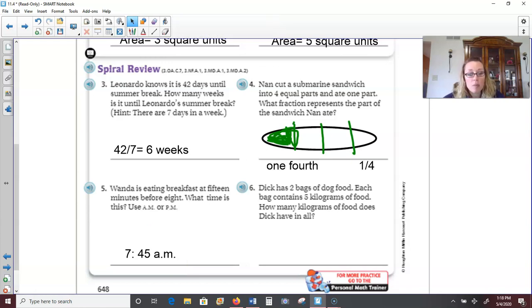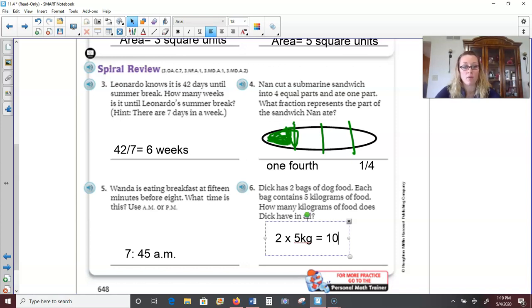Very good. All right, and number 6, Dick has 2 bags of dog food. Each bag contains 5 kilograms of food. How many kilograms of food does Dick have in all? Well, he has 2 bags of dog food, and each one is 5 kilograms, 5 kgs. How much does he have all together? Think about this one. What are we going to do? 2 times 5 equals 10. And what's our label going to be? 10 kilograms, because we're talking about the weight of the dog food.